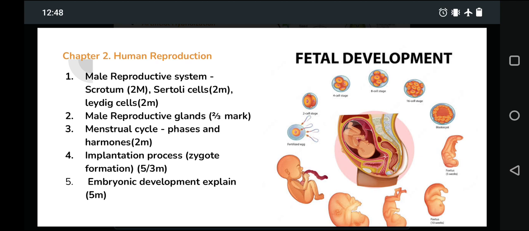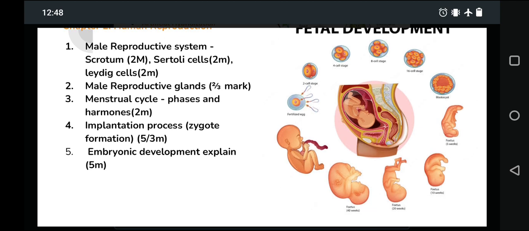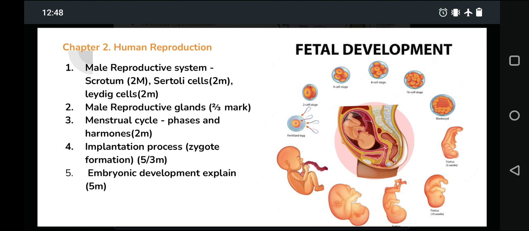Next to that, the implantation. What is the meaning of implantation? How the implantation occurs after the formation of the zygote. Zygote formation and the implantation process may come for 3 to 5 marks. Next to that, there is the embryonic development, how embryonic development is carried out during the 9 months.